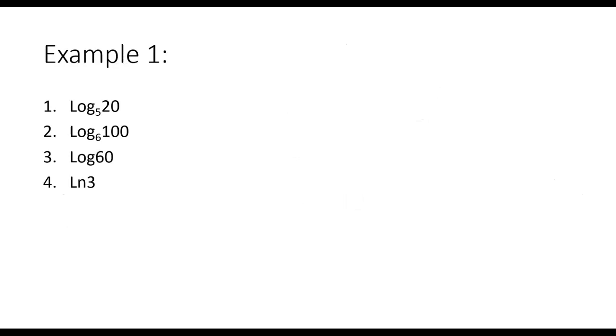All right, so let's take a look at example 1. Now, if you ever see one that you could do mentally and you just know the answer, go for it. But with 5 and 20, there's no easy answer. 5 to the second is too big, that's 25. 5 to the first is too small. So this is another one where I have to change the base.